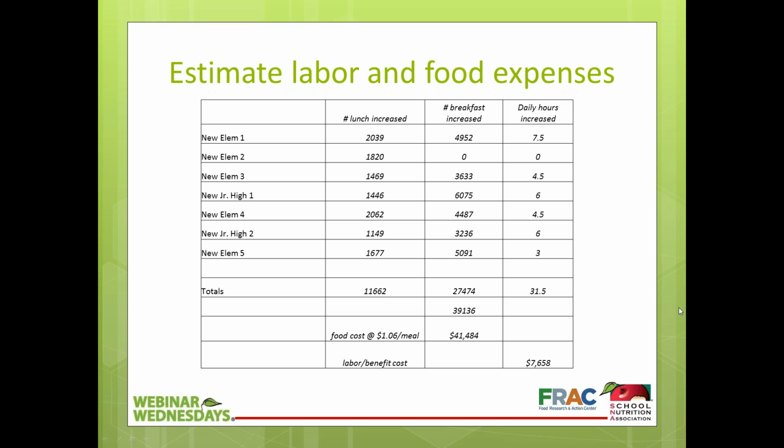On this next slide, it demonstrates how I estimated the labor and food expenses. Looking at this, I estimated what sites would need additional hours, and those were basically to add breakfast in the classroom at those elementary sites. At the secondary sites, the junior highs, it was to add additional meal service lines during our lunch line. So even with our estimated food cost and with our labor and benefit cost, we can still demonstrate that it was cost effective. So the next slide.